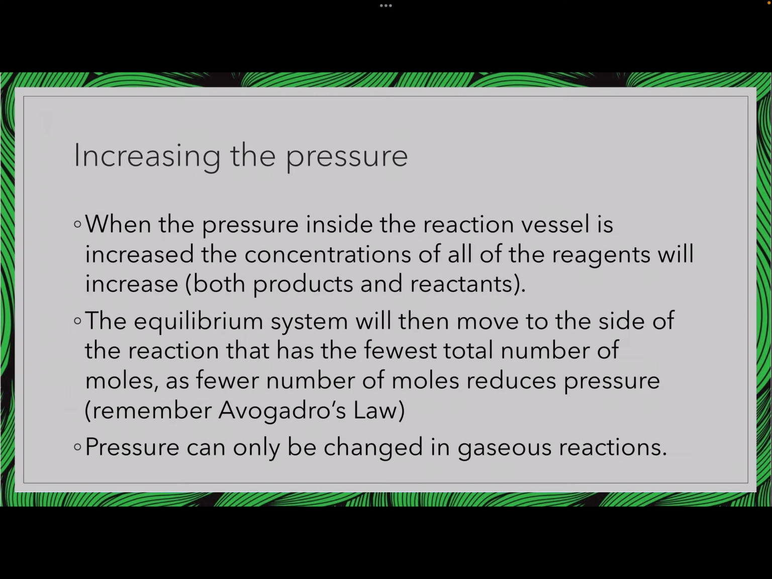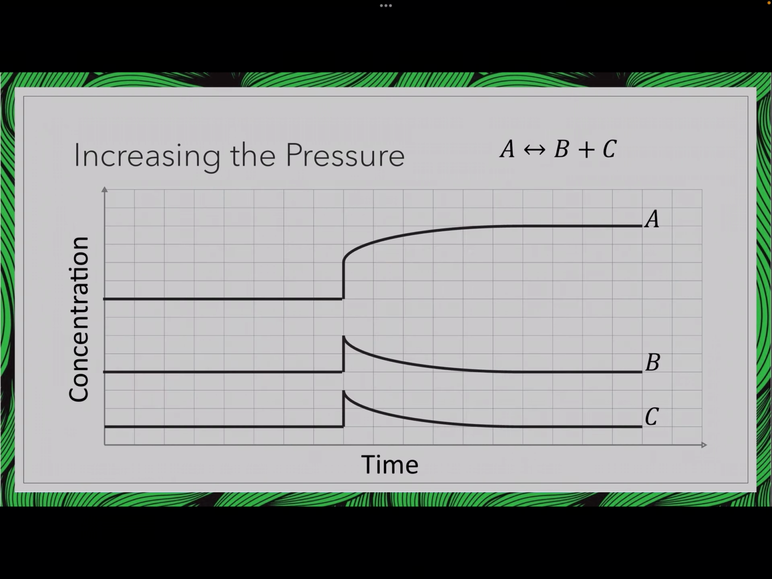So here we've got, again, the same reaction. A is in equilibrium with B and C. Everything's at equilibrium, and then we go along, and at a certain time point, all of the concentrations jump up. So basically what we've done is suddenly increase the pressure. Remember, if we increase the pressure, we're increasing the concentration of everything in the vessel. So you see it's all gone up.